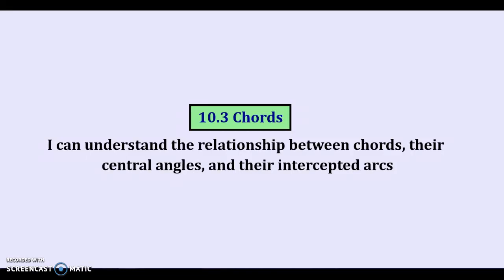Hello, today we are going to start day 1 of chords. This is section 10.3 in your Pearson. Now I am going to be going kind of fast. I have some of these theorems already written down, so feel free as you need to pause the video so that you can stay caught up and make sure that you're getting all the notes that you need.